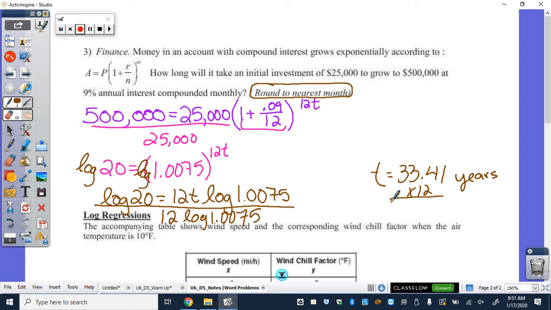Because it was part of the formula. Multiplying by 12, because it wanted to the nearest month. T in this equation is always years, so I have to multiply it by 12 to figure out how many months there is. So how many months do we get? Pretty sure it rounds up to 401. 401 months. It's a lot of months.